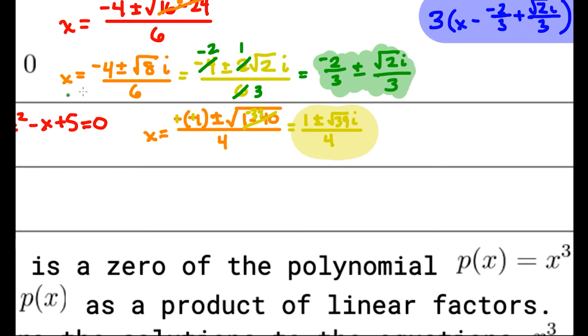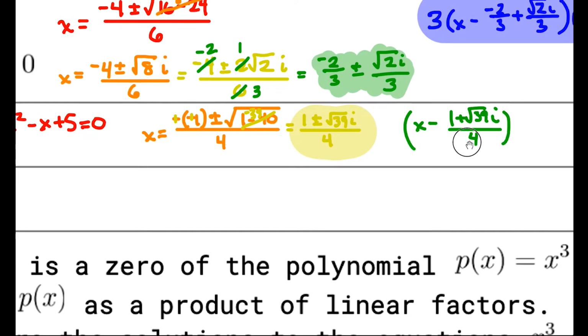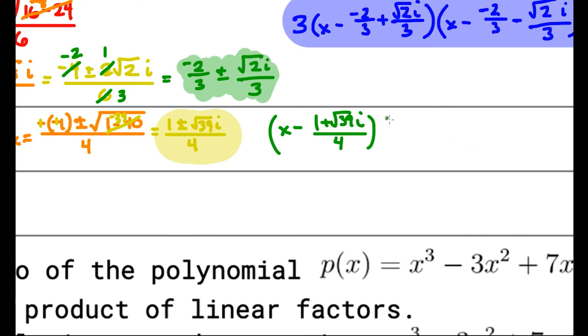Then we have to do the factored form of it. So it's just going to be x minus the plus version of that, times x minus the minus version of that. Something like that, all over 4. And I'm going to set this equal to 0 because that's what it was set to in the original.